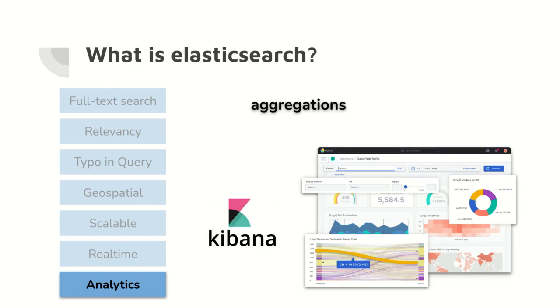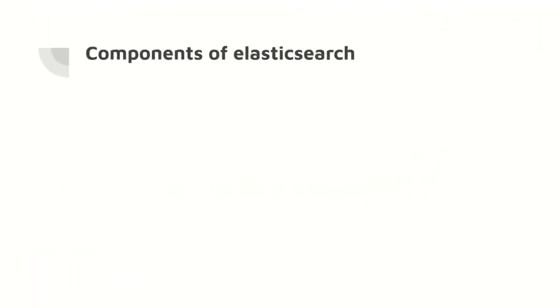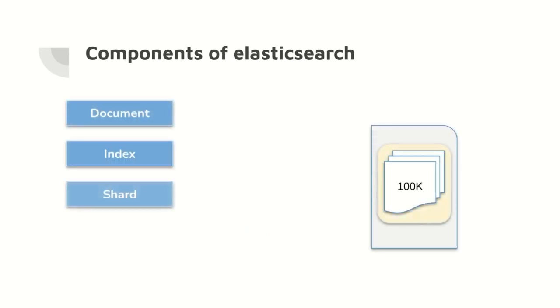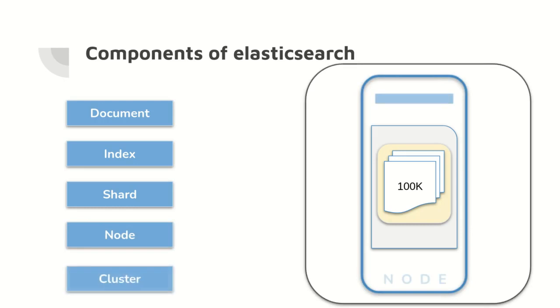Now, before we move to the hands-on experience of Elasticsearch, let us see the different components of Elasticsearch. The major components of Elasticsearch are document, index, shard, node, and cluster. We'll discuss all these components and see how they are interrelated, and how the Elasticsearch architecture is developed from them. So first of all, let us discuss the document.